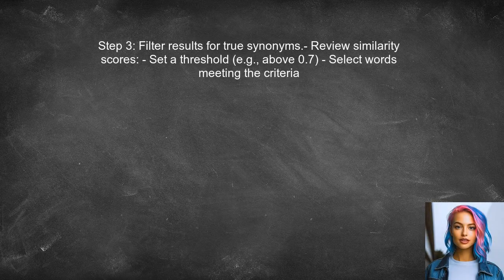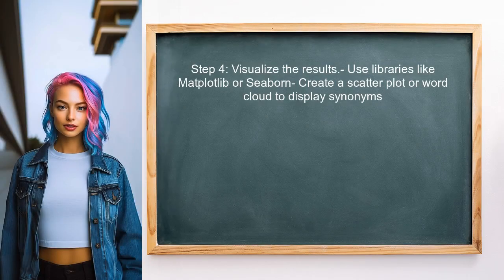After retrieving the synonyms, the user should filter the results to focus on true synonyms. This can be done by checking the similarity scores. Finally, the user can visualize the results. This can help in understanding the relationships between the words and their meanings.